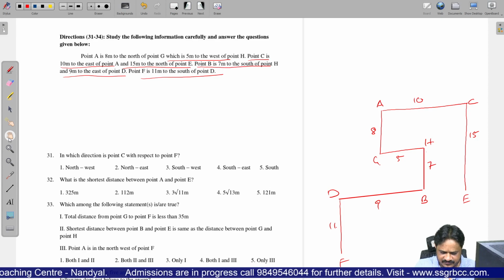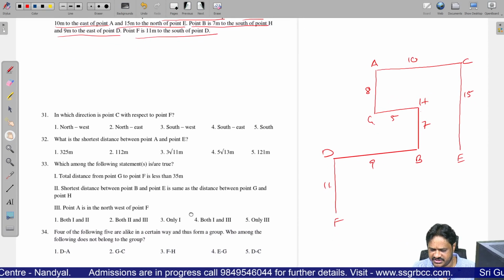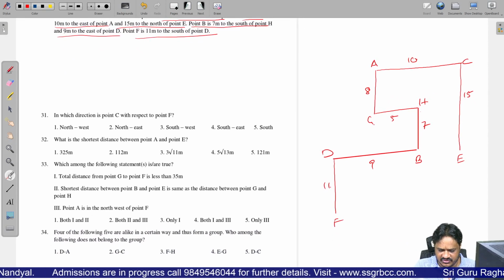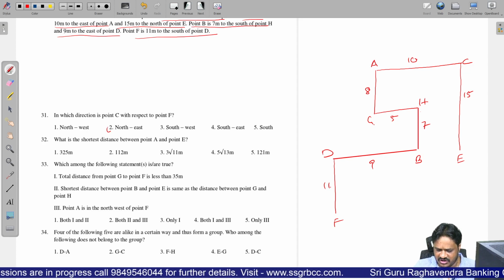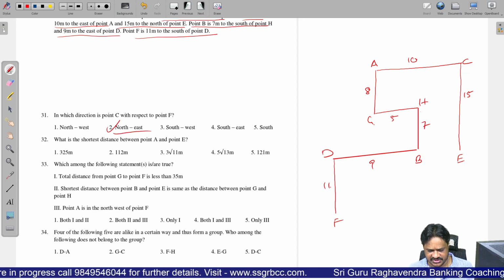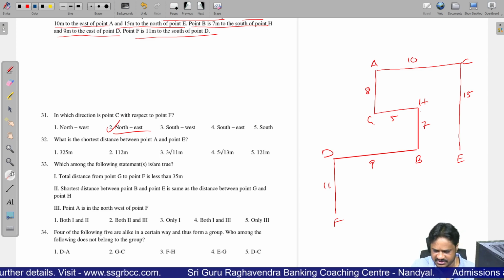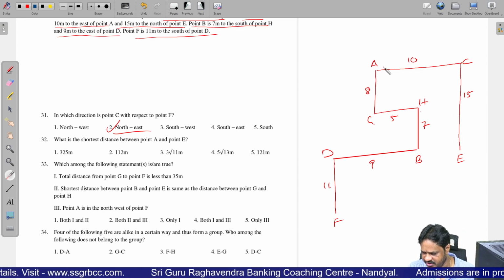First one, in which direction is C with respect to F? With respect to F, where is C? It is northeast. What is the shortest distance between A and E? So you have to see this one carefully. Between A and E.